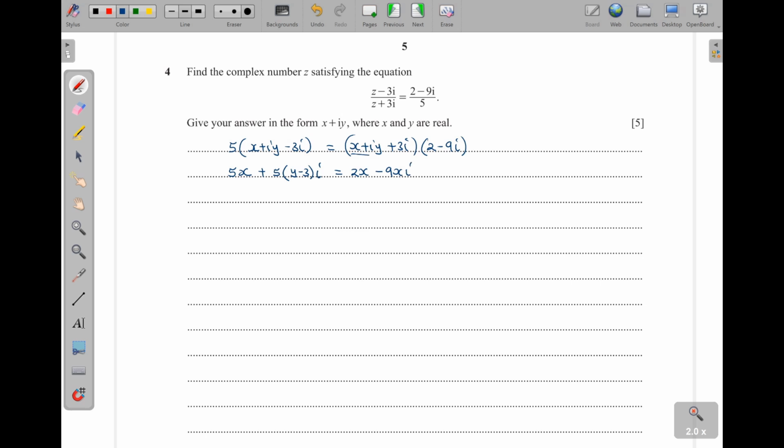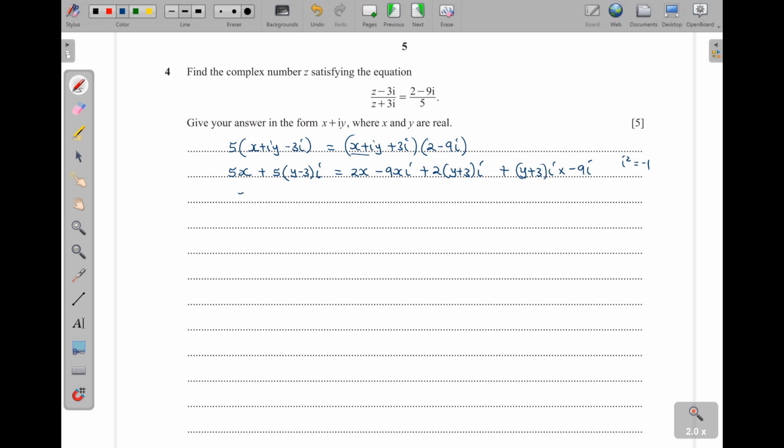Then here we have y plus 3 of i times the 2. y plus 3 of i times this 2. And then we also have y plus 3 of i, then times the negative 9i. Remember, i squared is always equal to negative 1.